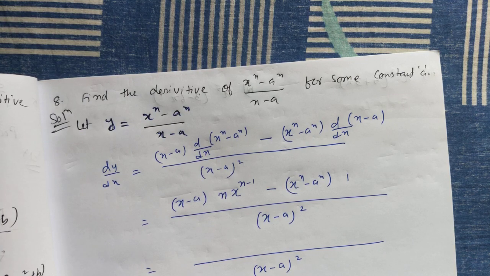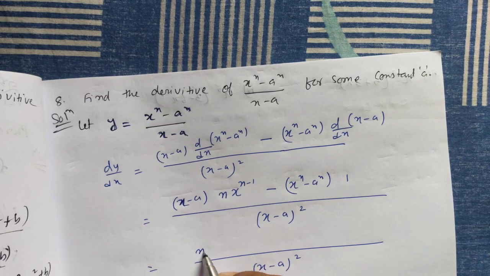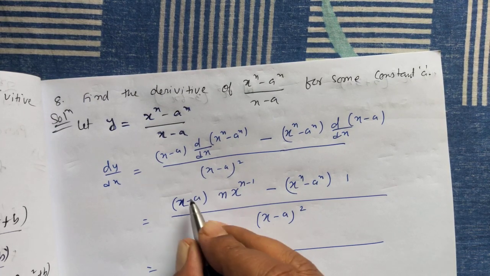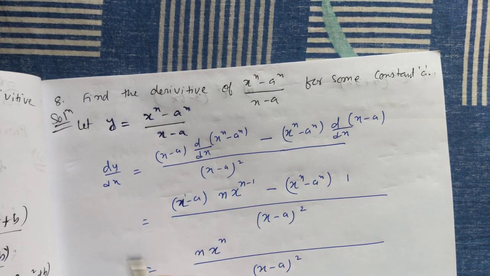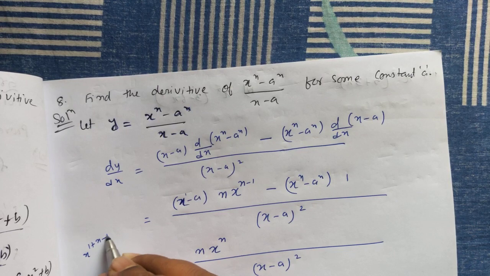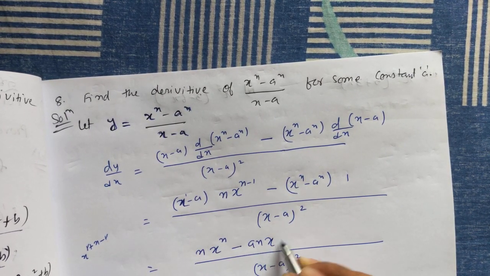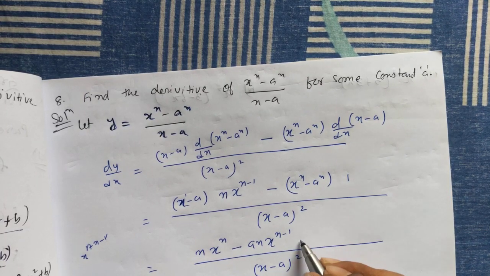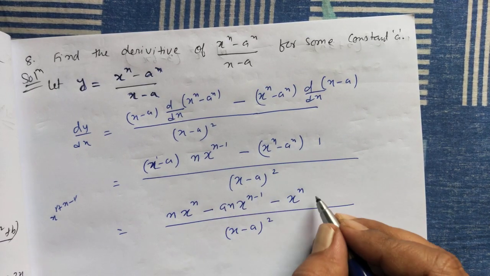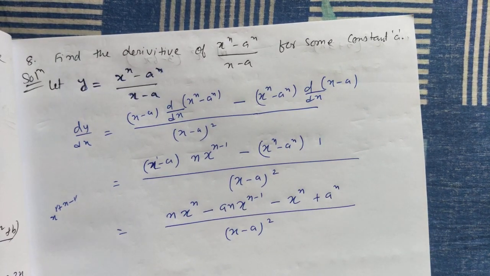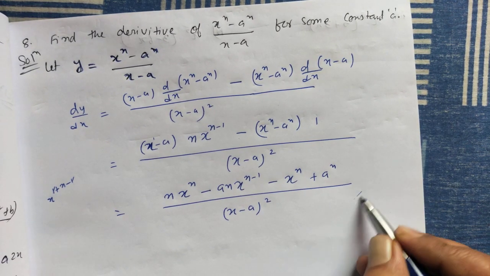We can multiply. If you multiply, it will become n x to the power n. Here x to the power 1 is there, x to the power 1 and x to the power n minus 1 will be x to the power 1 plus n minus 1, so we get x to the power n minus n x to the power n minus 1. If you multiply by 1, we get the same thing, x^n, minus minus is plus n. So we can keep the answer as it is. This is your answer.